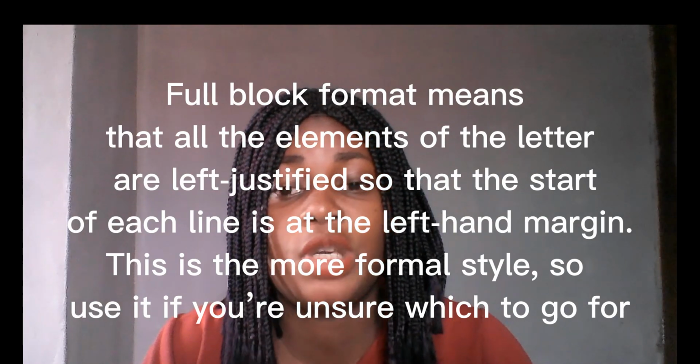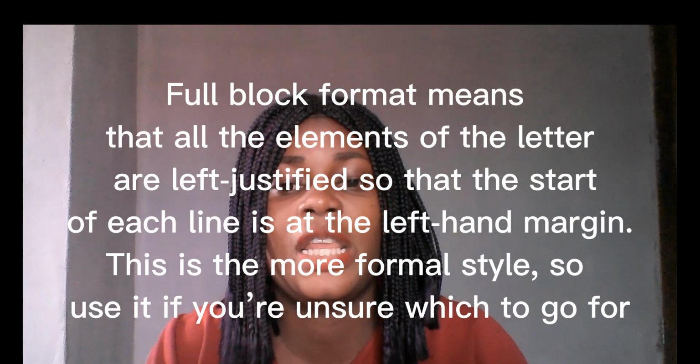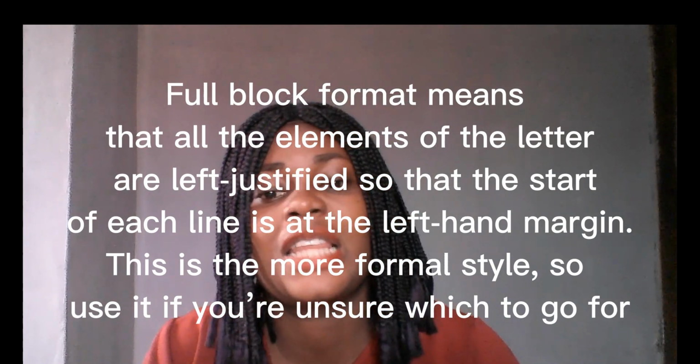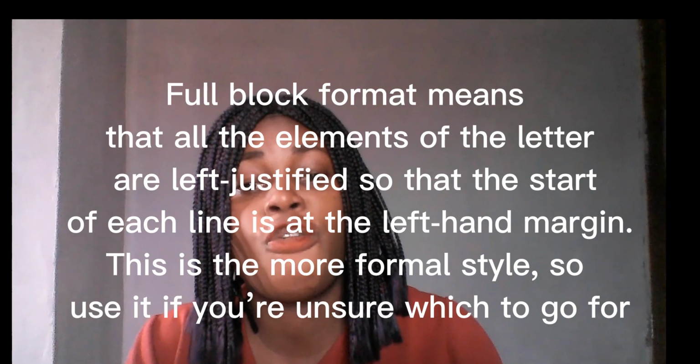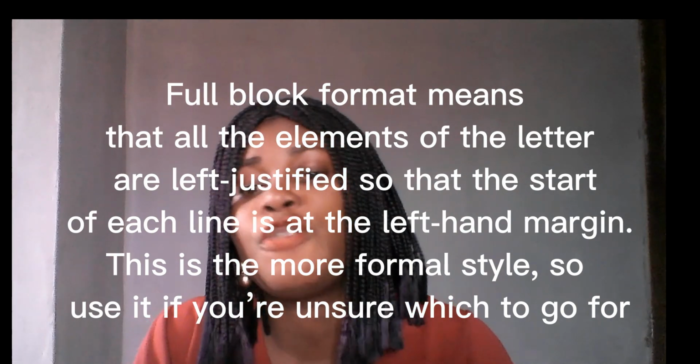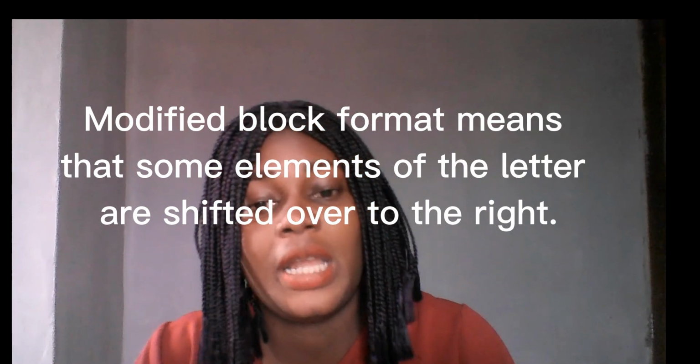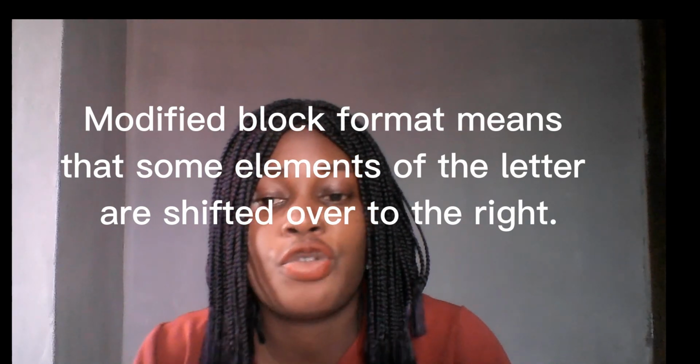Full block format means that all the elements of the letter are left justified so that the start of each line is at the left-hand margin. This is a more formal style, so use it if you are unsure of which way to go. Modified block format means that some elements of the letter are shifted to the right. So this will be ending this video for today. Here are samples of how you can write the full block format and the modified block format.